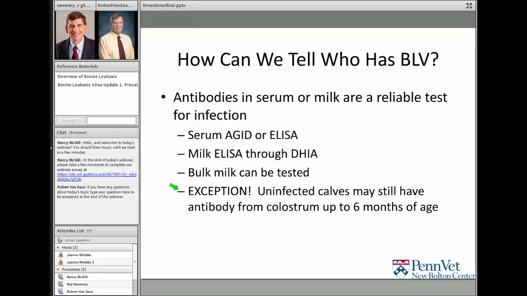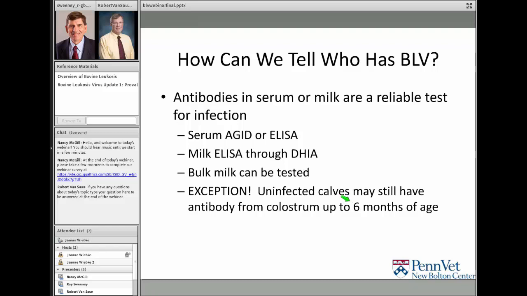We know that if the cow is infected, she'll have antibodies in her serum. She'll also have antibodies in her colostrum. She will give those to her calf, whether or not the calf is infected. And those antibodies can last for about 6 months. So you really can't use the blood test to diagnose infection in a calf until about 6 months of age.